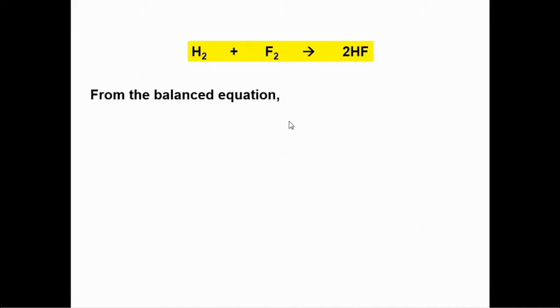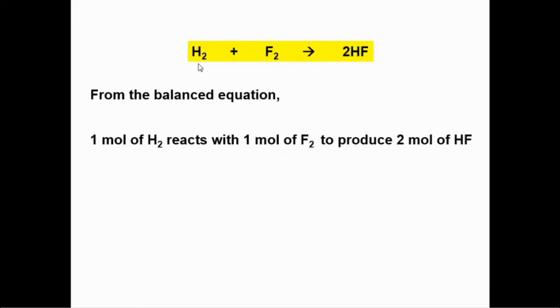So let's say, guys, we have this reaction, and this is a balanced equation. From this balanced equation, what can we say? We can say that 1 mole of hydrogen reacts with 1 mole of fluorine to produce 2 moles of hydrogen fluoride. So if we have 1 mole of hydrogen and 1 mole of fluorine, we are going to get 2 moles of hydrogen fluoride.